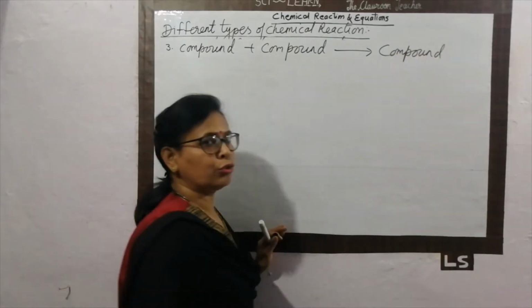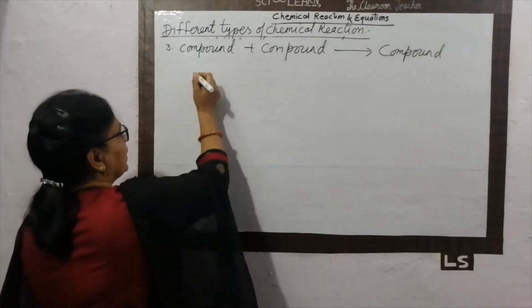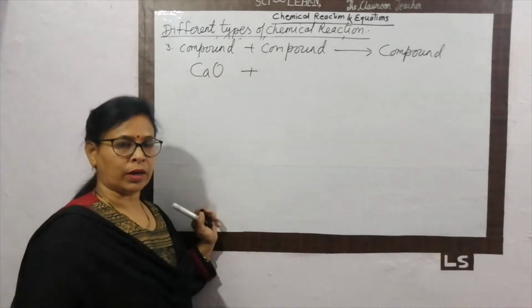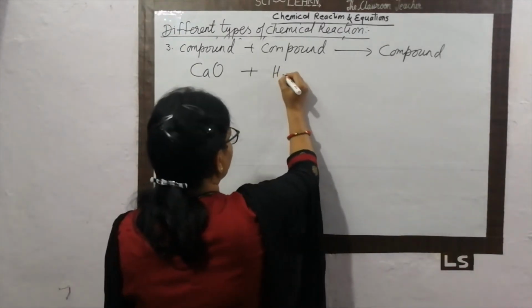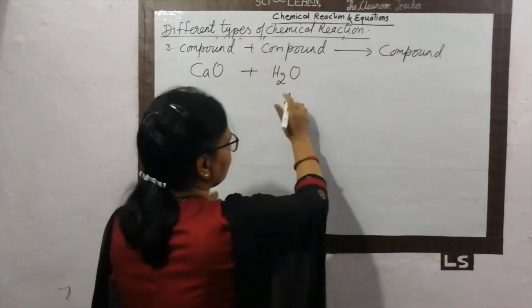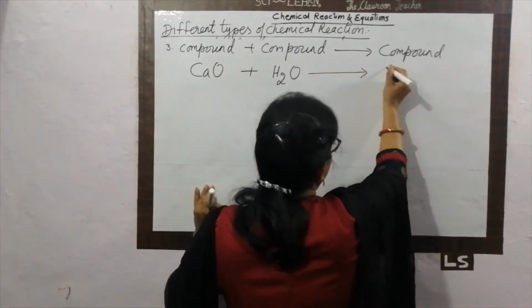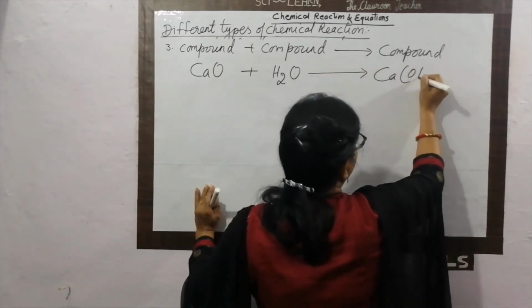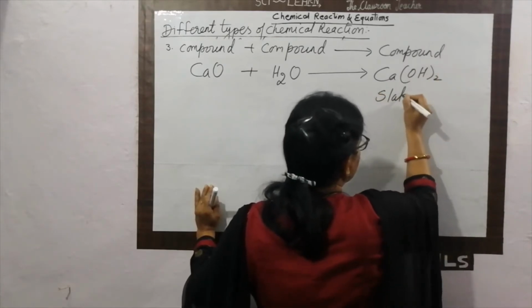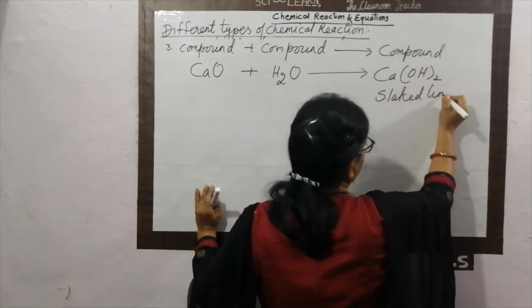Okay. I am going to take a good example of that. Calcium oxide, you call it lime, chuna, combines with water. Here calcium oxide is a compound. Water is also a compound. What is the result? That is called calcium hydroxide, chune ka pani. This is the slaked lime.